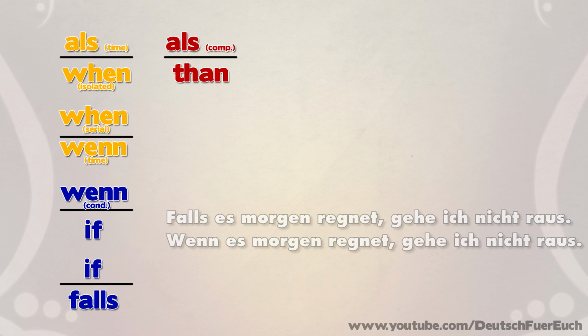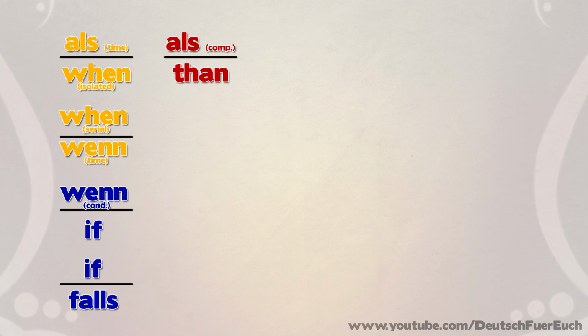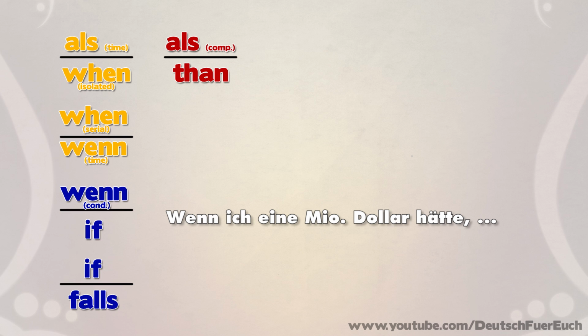But for conditionals 2 and 3, so meaning things that are possible but highly unlikely, and things that are no longer possible or never possible, for those two cases of the conditional, we can never use falls in German. So, for example, if I had $1 million, blah, blah, we couldn't translate that using falls. Unless it's for some reason very likely that you could come into that sort of money in your case. So that would normally have to be translated with wenn ich $1 Million hätte.